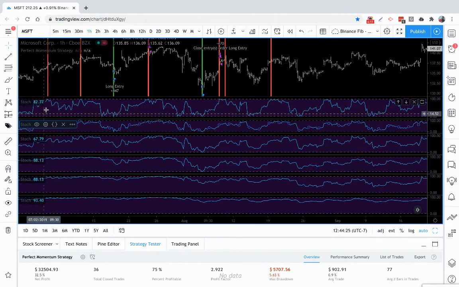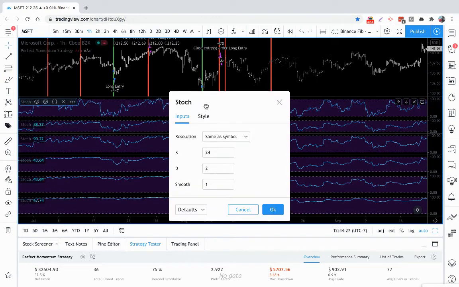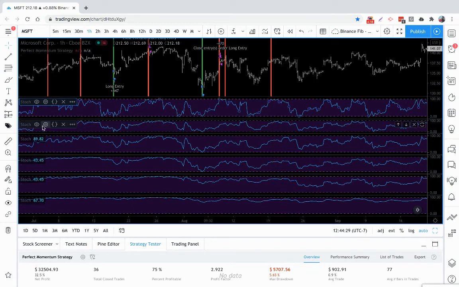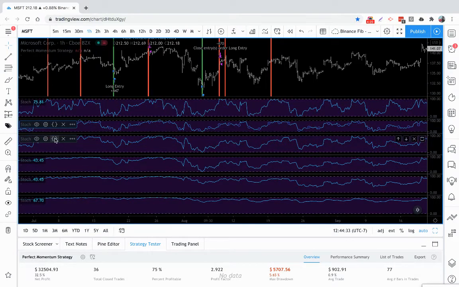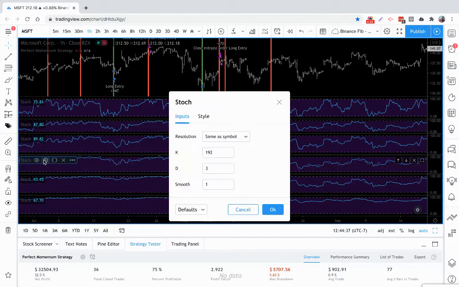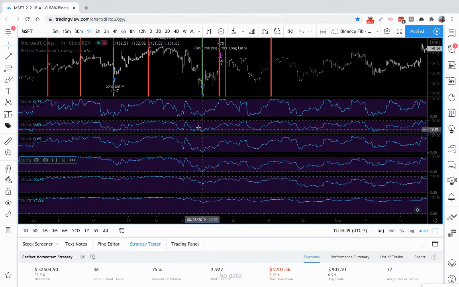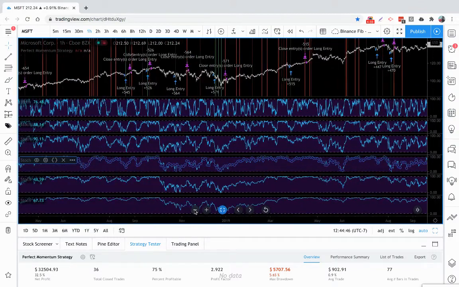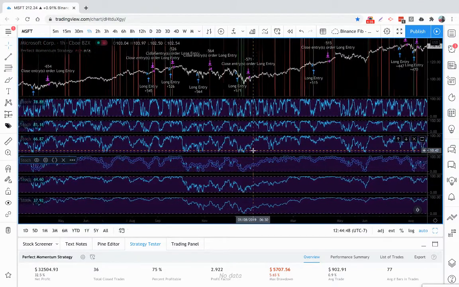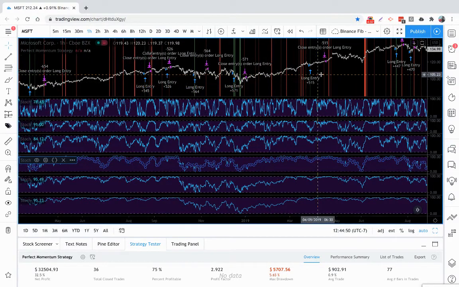So what I've added is, again, we have the initial one with 24. We're doubling that in the next stochastic. We're doubling that in the next stochastic after that, and we double it all the way down. So what's happening is, as we look at higher and higher time frames, we're getting a truer capture of momentum. So let's see how that actually works.